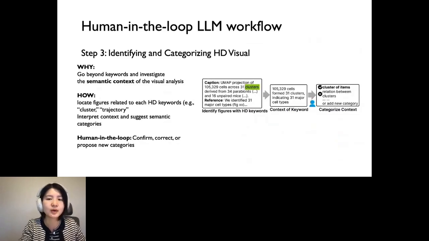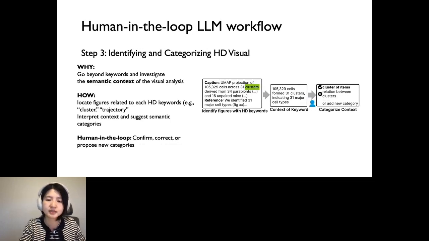In step 3, we go one step further by looking into the semantic context of the visual analytics. For instance, that means we not just say that the term clusters appears, but also try to understand what the visualization is doing with the term cluster. Do people identify new clusters from the data set, or do people try to understand the relationships between different clusters? To do that, we begin by identifying figures that are linked to each of the keywords we identified before, and then interpret the surrounding context to infer what kind of visual reasoning is being applied.